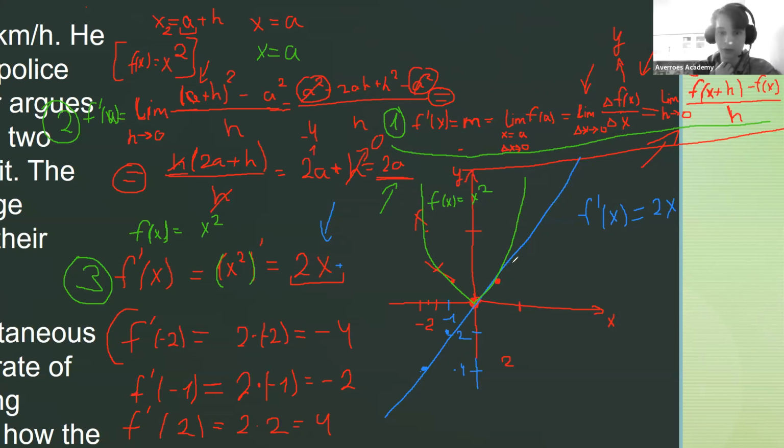Because before, we were able to identify the slope of a line, right? And now, using this tool, we would be able to identify the slope of a parabola, of a hyperbola, of any curve. Even for sine and cosine functions.